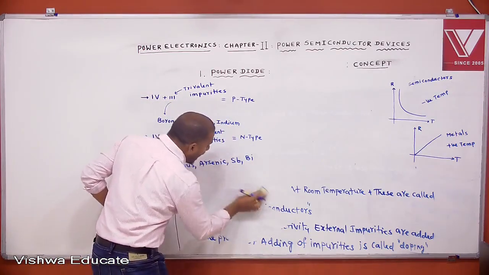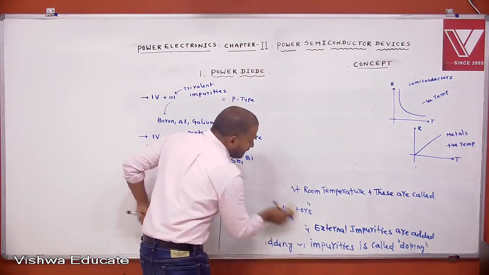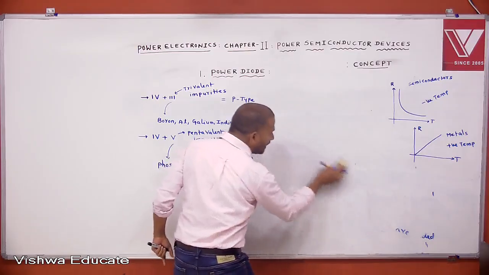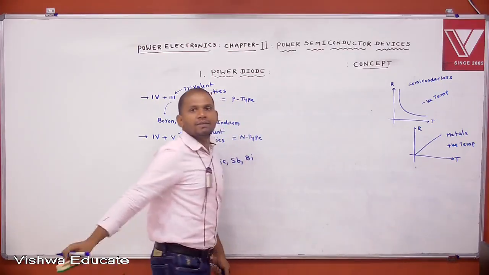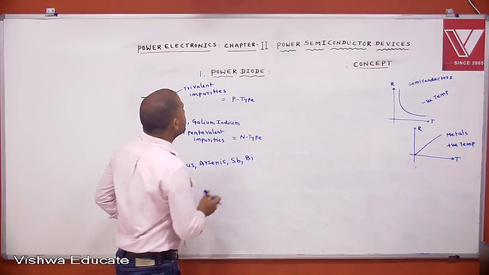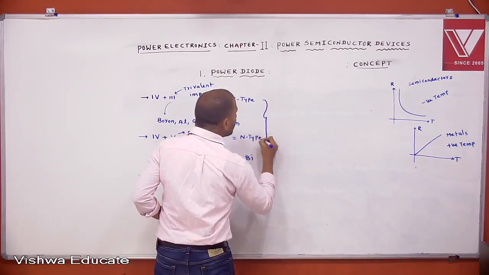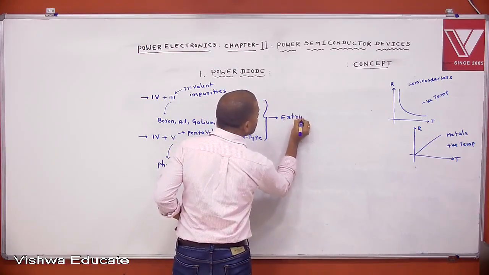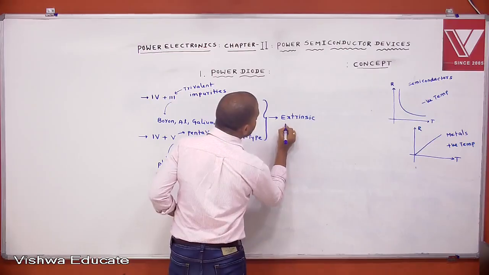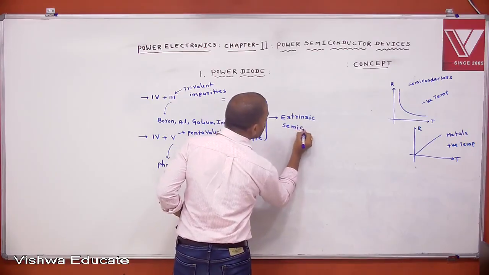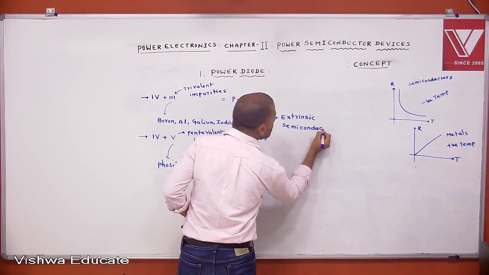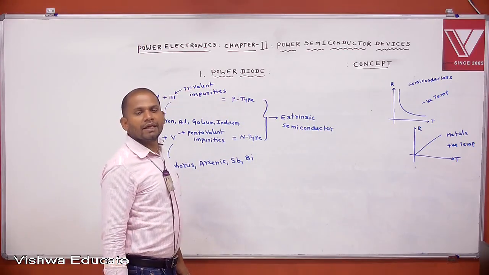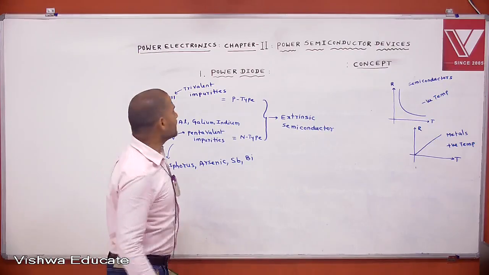Then after adding external impurities, this semiconductor becomes which one? P-type and N-type. These P-type and N-type semiconductors are called extrinsic semiconductors.